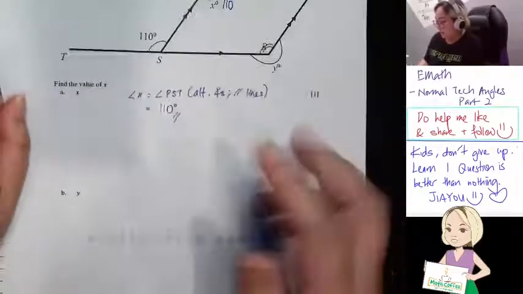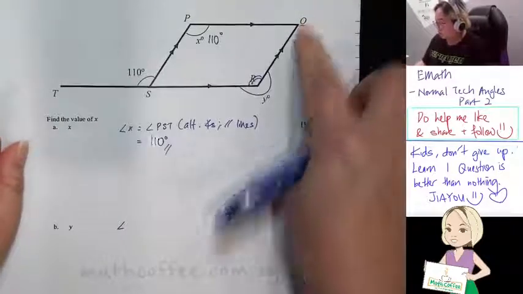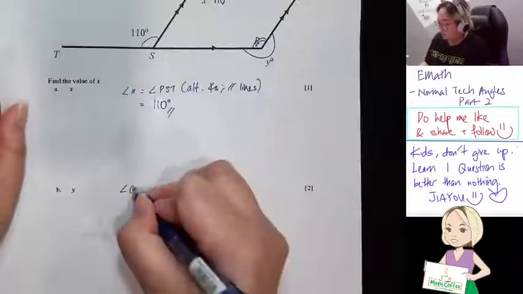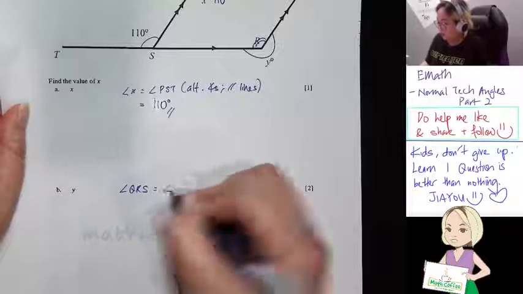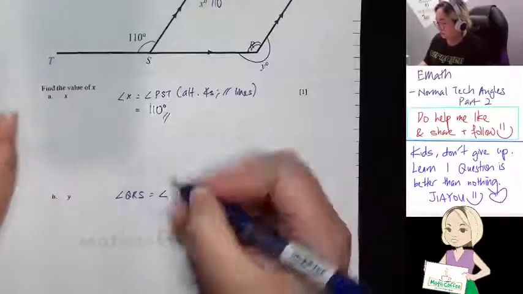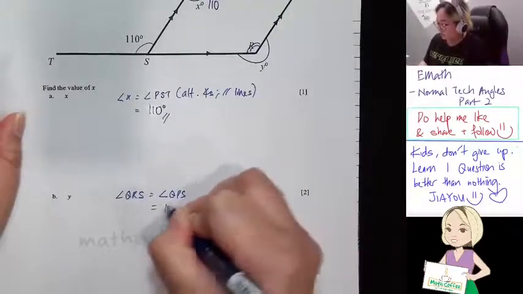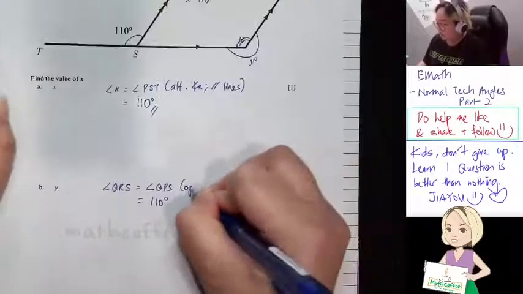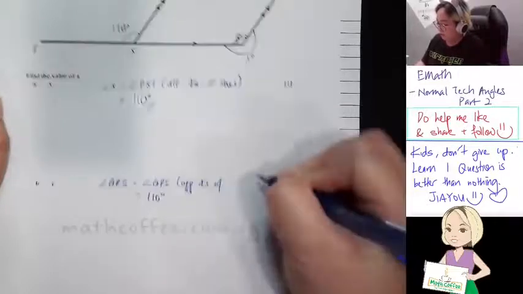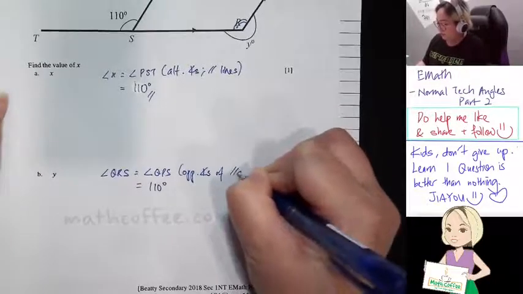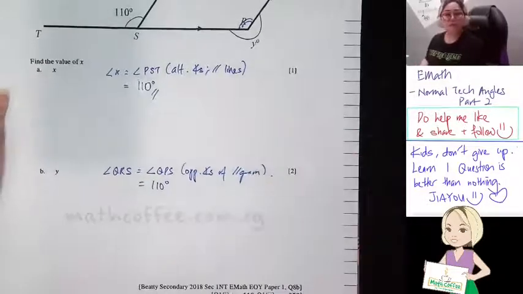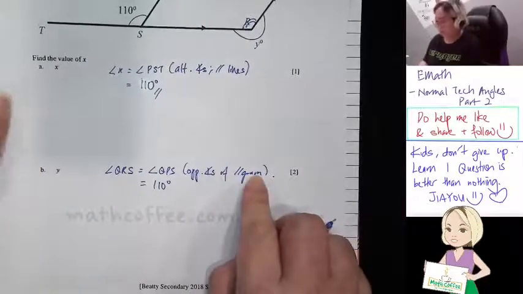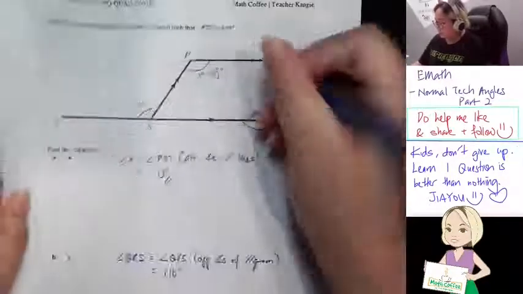So we have to say angle QRS is equal to angle QPS, which is equal to 110 degrees, and you will say the reason is opposite angles of a parallelogram. Shortcut, parallelogram. Okay? So we're not done yet.